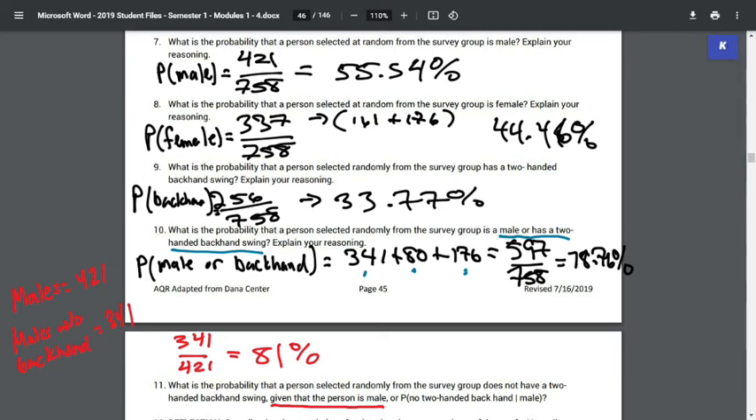The one I really want to focus on is number 11. So we did a problem similar to this, number 5, where we have the given to us. So given that a person is male, from that point I'm talking strictly about the males who took the survey. It wants to know how many of those do not have a two-handed backswing. So there's 421 males, and of those, 341 do not have a backhand. So those are the two numbers I'm going to divide. My sample space becomes the males. I'm dividing to figure out the probability that I pick a male without a backhand. I'm going to get 81% for that.